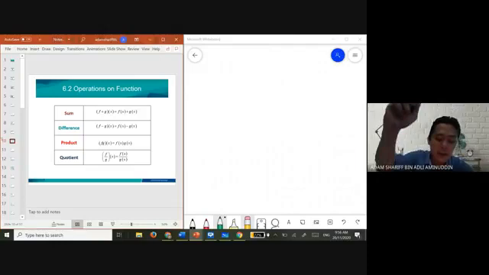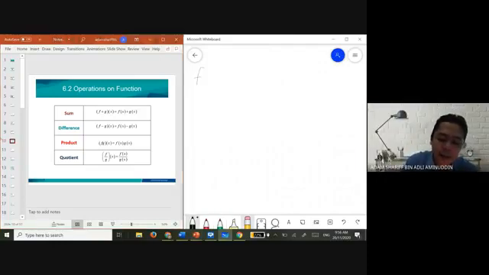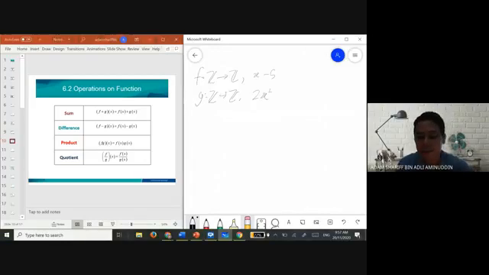So for example, if I define my example like this, f from Z to Z, and g, I have two functions right now. G, I assign from Z to Z as well, such that f of x is x minus 5 and g of x is 2x squared. F of x equals x minus 5, g of x is 2x squared. Okay. Alright.